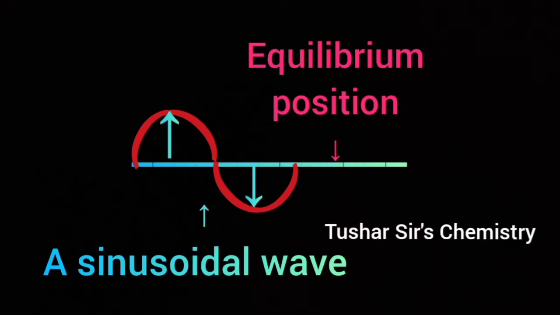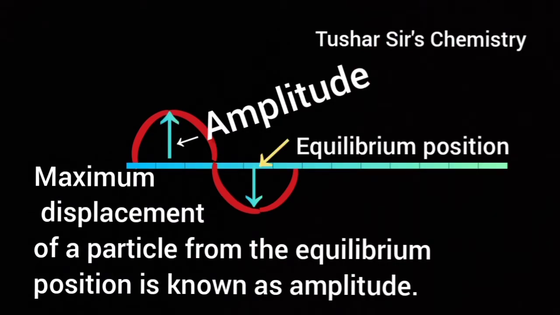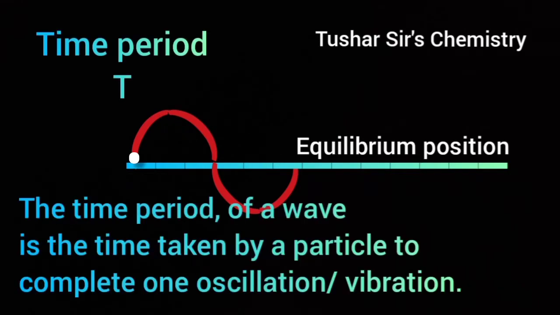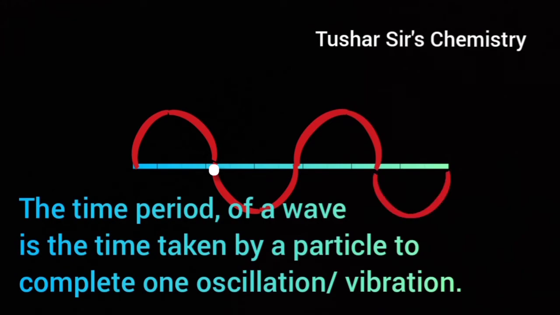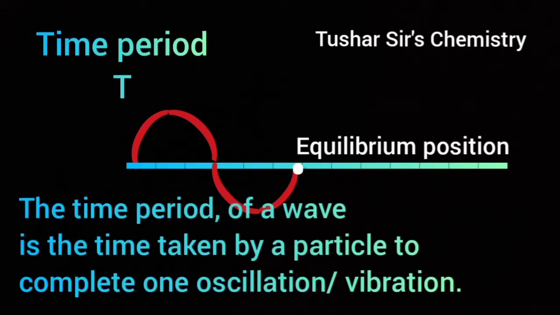And you see this is the equilibrium position. Maximum displacement of a particle from the equilibrium position is known as amplitude. The time period of a wave is the time taken by a particle to complete one oscillation or vibration.